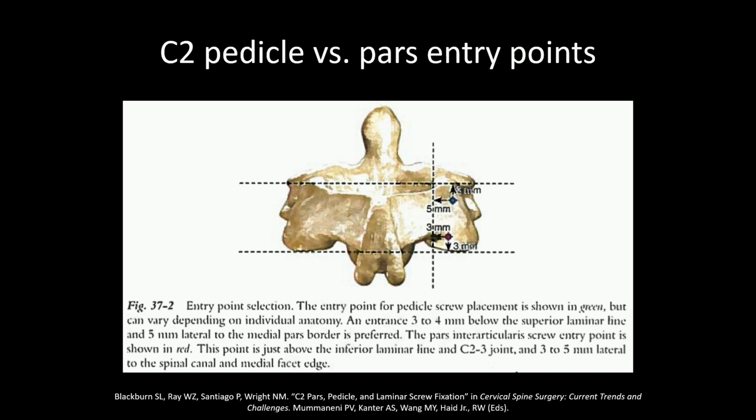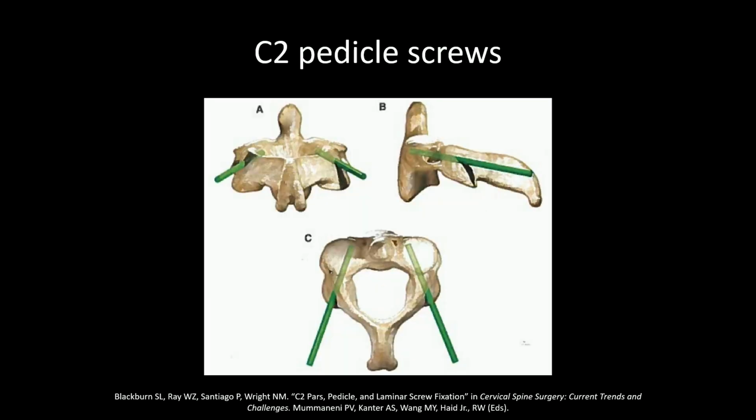So what I say is usually you find the C2-3 medial aspect of the facet, you go 3 up and 3 lateral, that's the pars entry point. From that same C2-3 medial aspect of the facet, if you go 5 up and 5 lateral, that's the pars entry point. And for those of you who are going to take your boards, I can guarantee you that question's coming. This is the pedicle screw entry point and trajectory here.